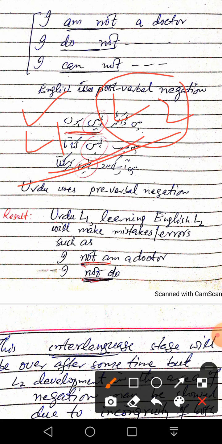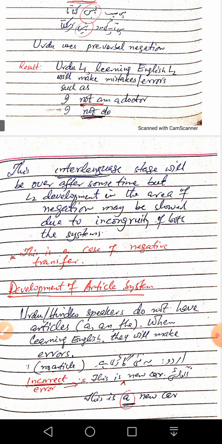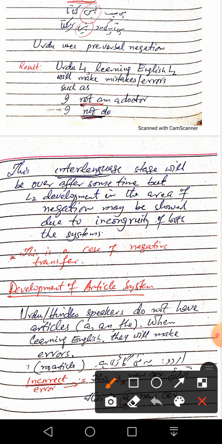Now see another example. This interlanguage, let me explain it here. This interlanguage stage will be over after some time, but L2 development in the area of negation may be slowed due to incongruity of both the systems. Incongruity means dissimilarity or differences. So in this particular area of negation, both Urdu and English differ from each other.